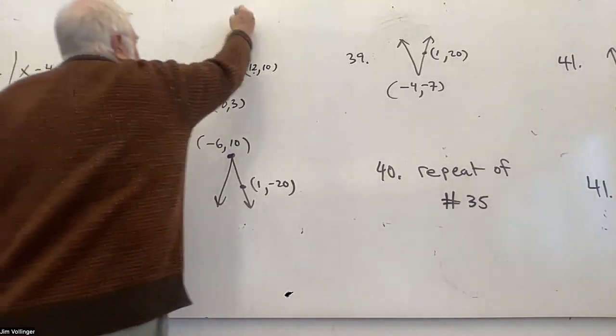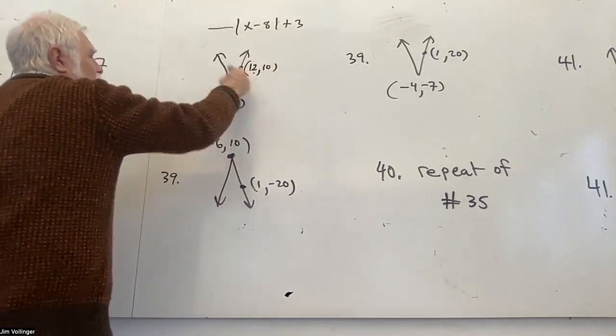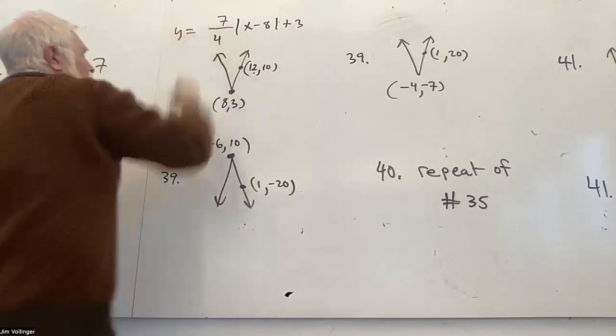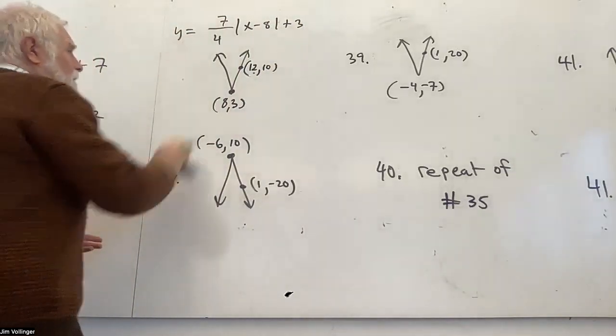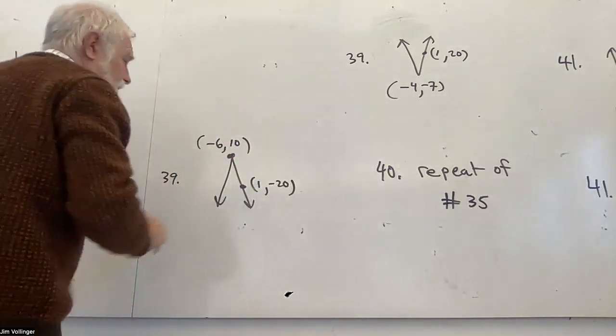Well, 8, 3, I'm just going to do it quickly. X minus 8 plus 3. I know 8 to 12 is a change of 4. 3 to 10 is a change of 7, and I'm done. Next, remember, you're pausing the video anytime you want to stare at something.